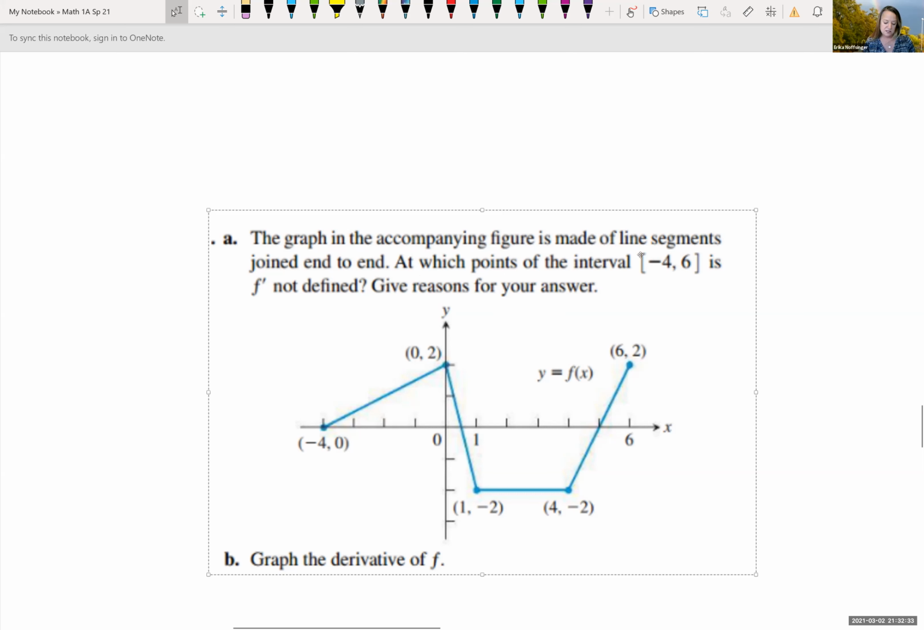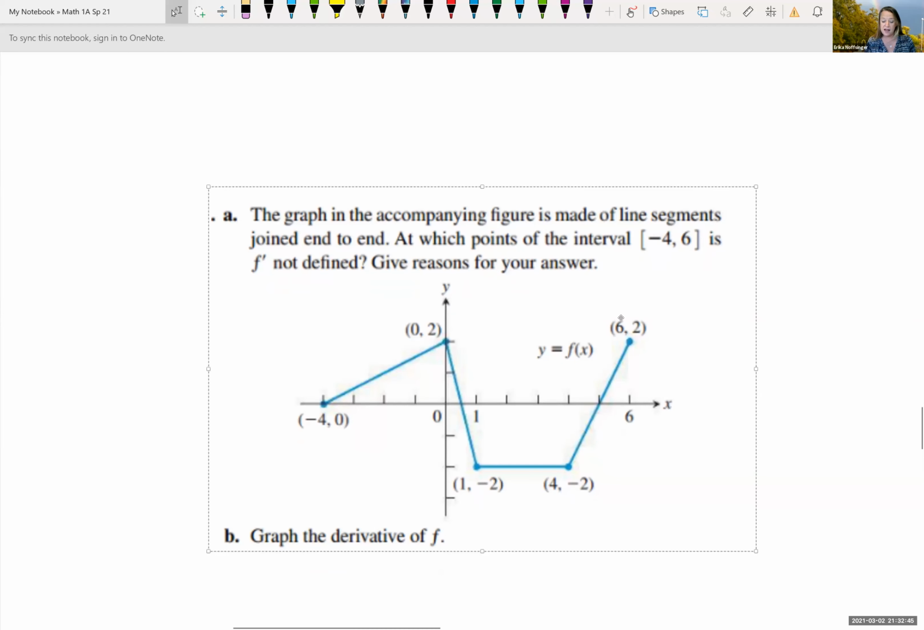But it also wants to know on this line segment, on the interval from -4 to 6, where is the derivative function not going to be defined? Give your reasons for the answer. So you should be able to find where the derivative function is not defined by looking at the graph of the original function. And we talked about there's different cases where that can happen.